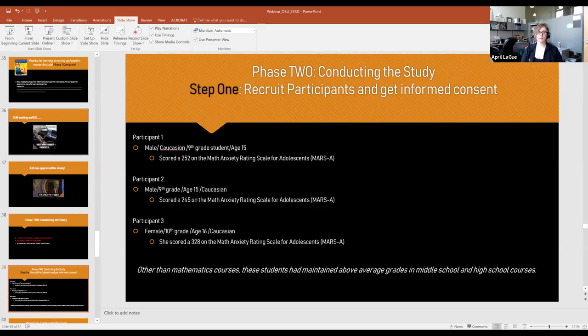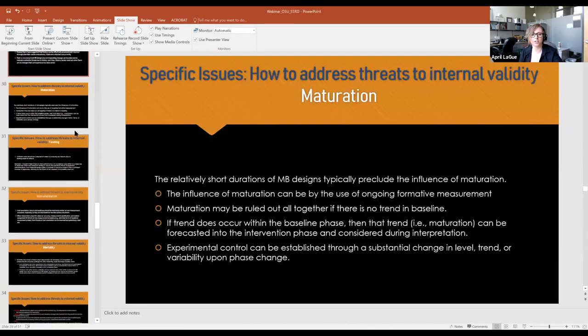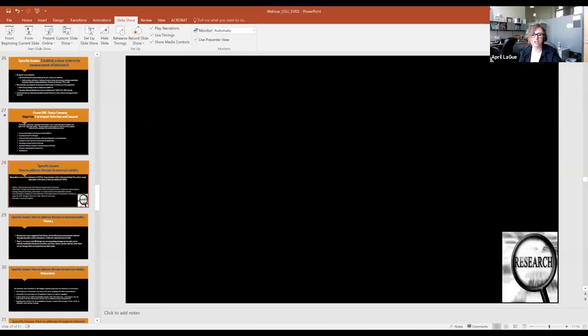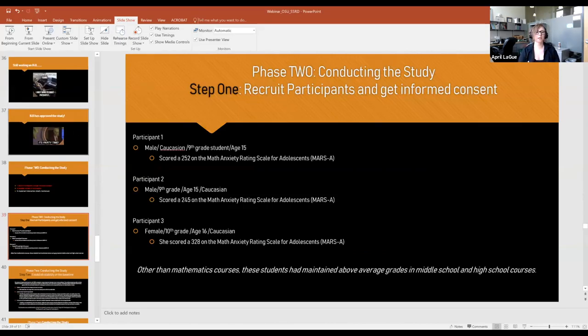Participants 1, 2, and 3. Participant 1, male, Caucasian, 9th grade student, age 15. This student scored a 252 on the math anxiety rating scale. I'm going to scoot back here to our selection criteria, and you're going to see that the student needed to have at least a 229. So at least a 229 is what we were hoping to get for selection participant criteria. This student is a 252, so yes, this student qualifies. And then our second student was a 245, absolutely. And then the third student was a female. She scored a 328. This student has very physical, visible signs of math anxiety, and her score on the MARS rating scale reflected that.